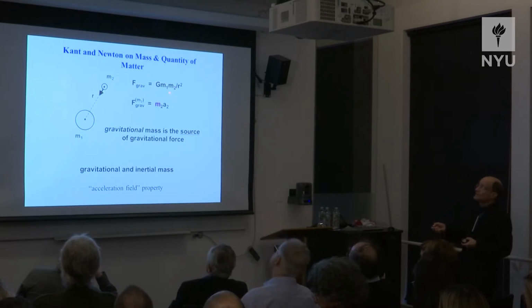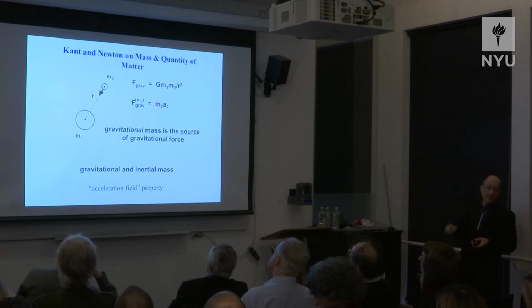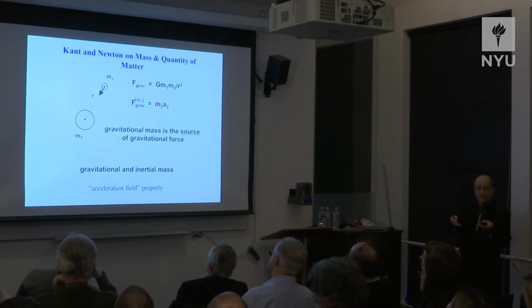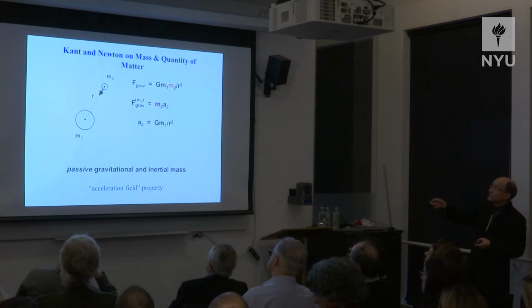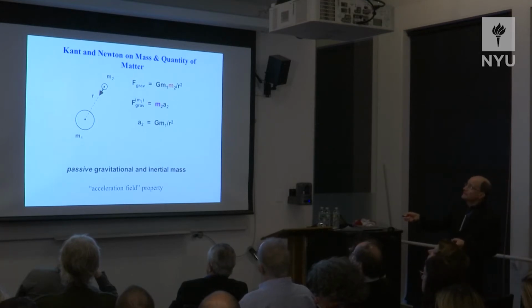That's one way to think of this. And so they cancel out, and this doesn't figure in the fall of the body or its acceleration. And so gravitational mass is the source of gravitational force, but inertial mass is there independently of gravity. It turns out they're the same. Why? Because of the acceleration field property. Now we're going to multiply the masses even more. But from the equality of these two, we get this, that the acceleration of m2 towards m1 doesn't involve m2, but just the mass of m1.